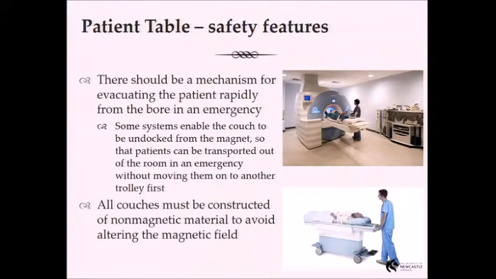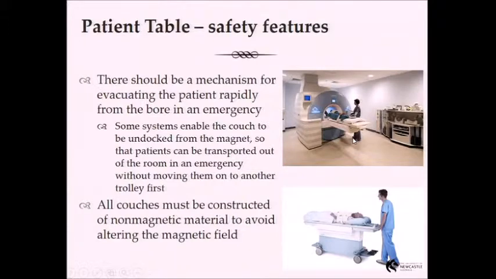If you hit the emergency buzzer within your department and you have an arrest team come, the last thing you want is for them to try and go in the room where the magnetic field is with oxygen cylinders that aren't MR compatible or with instruments, because whatever is ferromagnetic is going to become a missile. So you want a way to get them out of there in a hurry. You can either undock the table and pull them out, or you can rapidly take an MR compatible table in there and slide them out of the way.